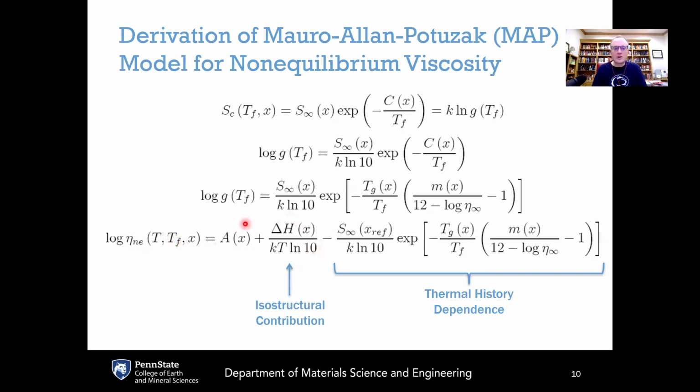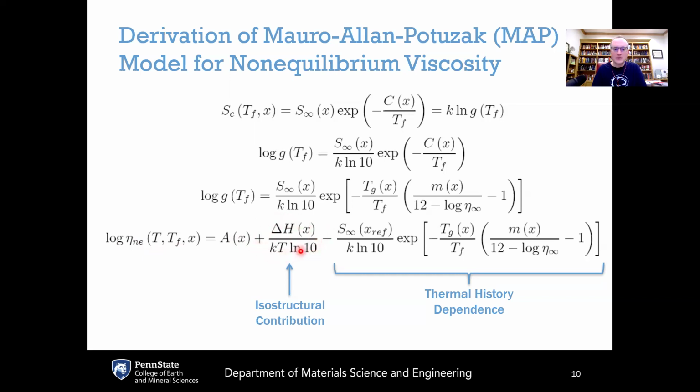The first two terms here are a constant plus some isostructural activation barrier, delta H over kT natural log of 10. And this natural log of 10 just comes because we're writing this as a base 10 logarithm of the non-equilibrium viscosity. And this part here, this delta H over kT, note that this is an Arrhenius form of the viscosity. Note that it doesn't depend on the fictive temperature. It only depends on the temperature T.